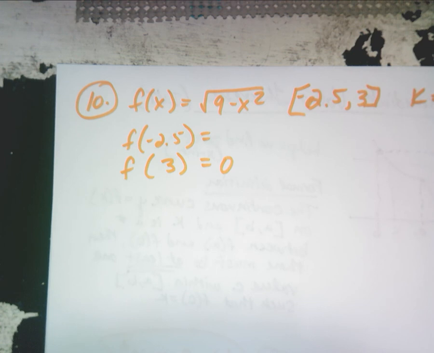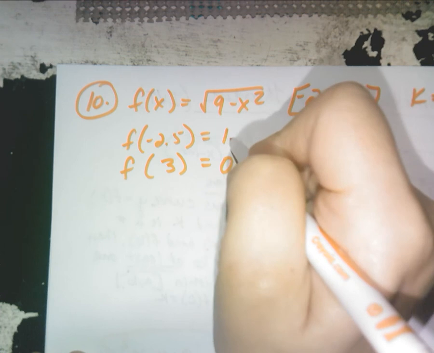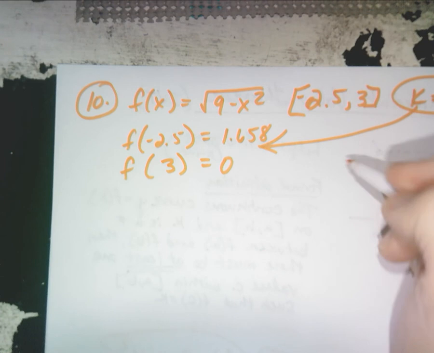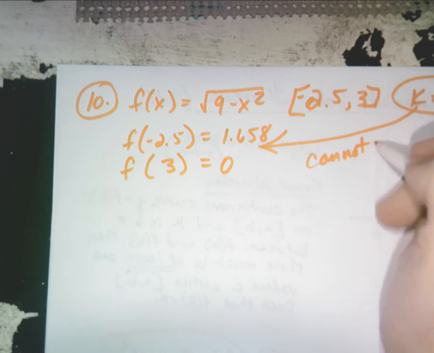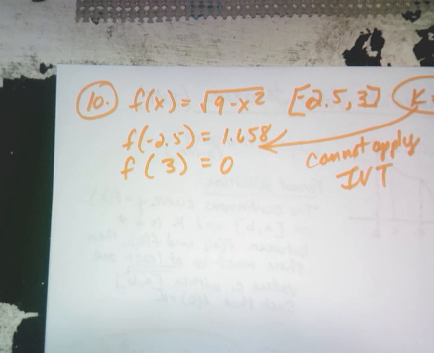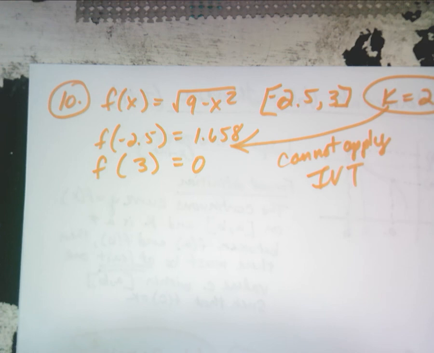What is negative 2.5? 1.658. Okay. What did I do after that? I checked something. What did I check? Okay. Is k in between these two guys right now? You're done. Cannot apply IVT. Done. Wasn't that lovely? And that will happen on homework tonight, by the way. If it's not in between, done. You can't even go on.